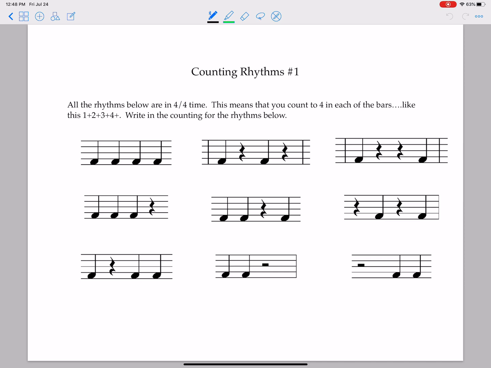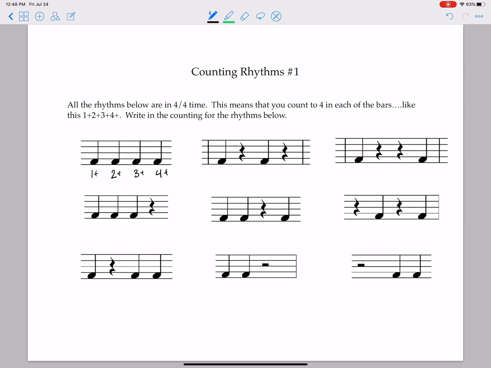We have 4 quarter notes, and each quarter note is 1 beat. So under the first quarter note, we write 1 and, the second one, 2 and, third, 3 and, and the fourth is 4 and. So we have completed it because we've used up all our beats. Let's go on to the next one.